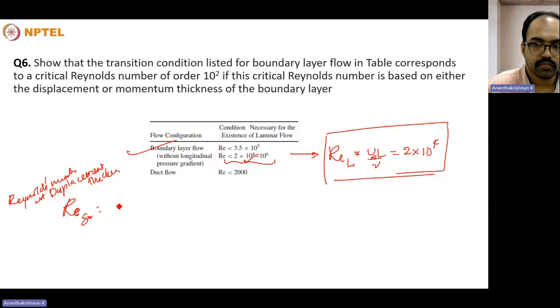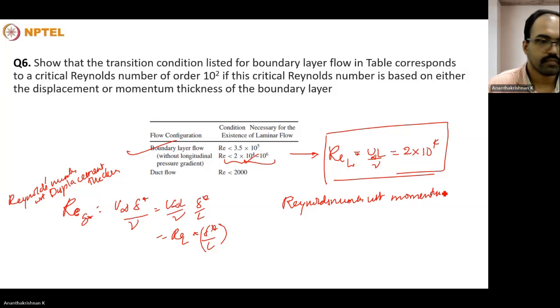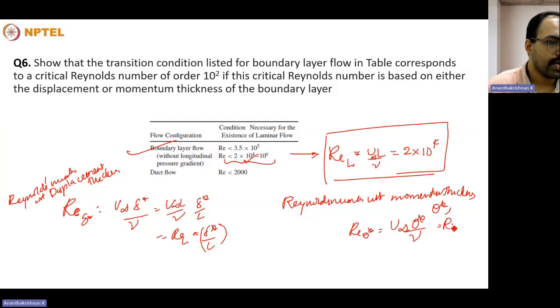Reynolds number calculated with respect to displacement thickness is equal to u infinity delta star divided by mu, that is u infinity L divided by mu into delta star divided by L, that is Re_L into delta star divided by L. Similarly, the Reynolds number with respect to momentum thickness theta is given as Re_theta equal to u infinity theta divided by mu, which could be written as Re_L into theta divided by L. So if we know the value of delta star divided by L, we can directly calculate the Reynolds number, and for the momentum thickness also we can.